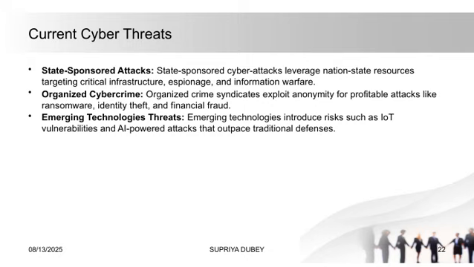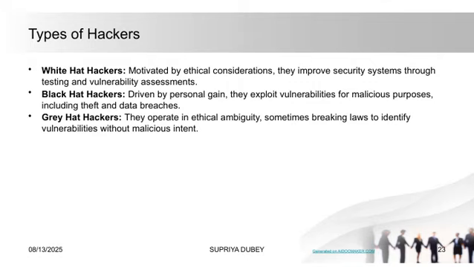Finally, emerging technologies bring new risks. As we innovate with the Internet of Things and artificial intelligence, new vulnerabilities appear. For example, IoT devices might be hacked if not properly secured, and AI-powered attacks can adapt quickly, outpacing traditional defense mechanisms. All these threats highlight the importance of staying vigilant and evolving our cybersecurity strategies to keep pace with the changing landscape. Let's explore the different types of hackers and what motivates them.